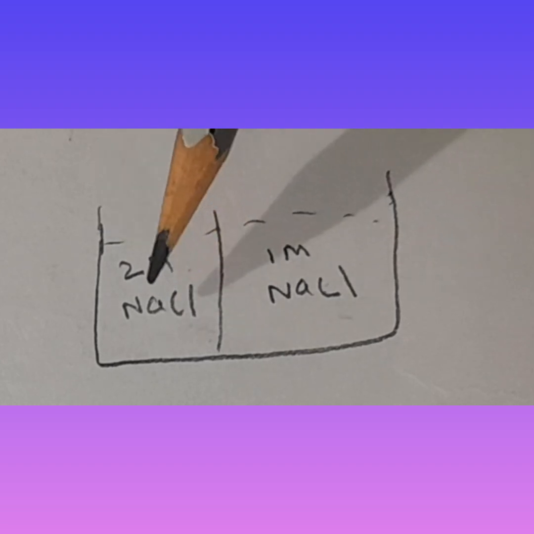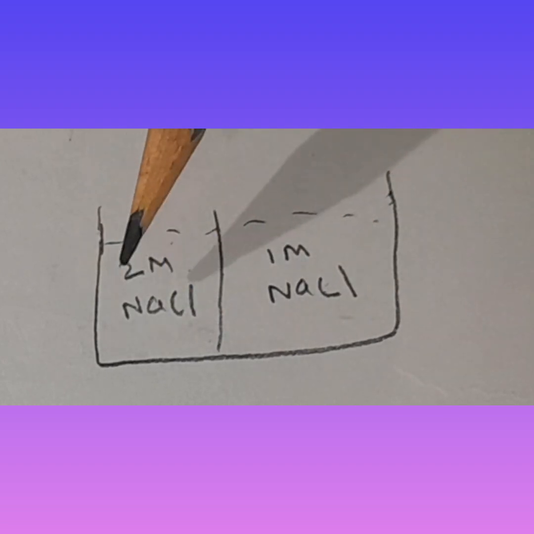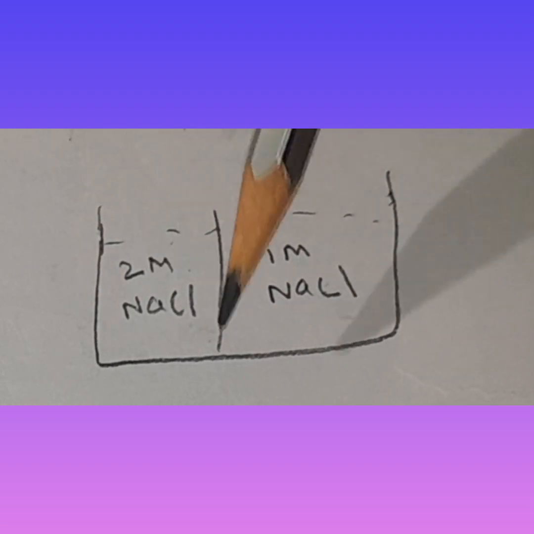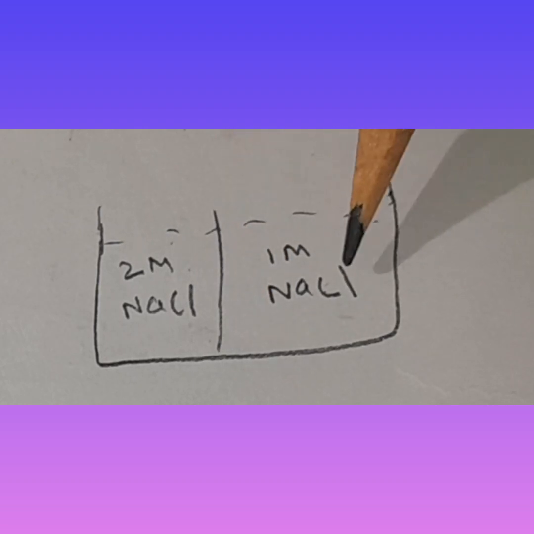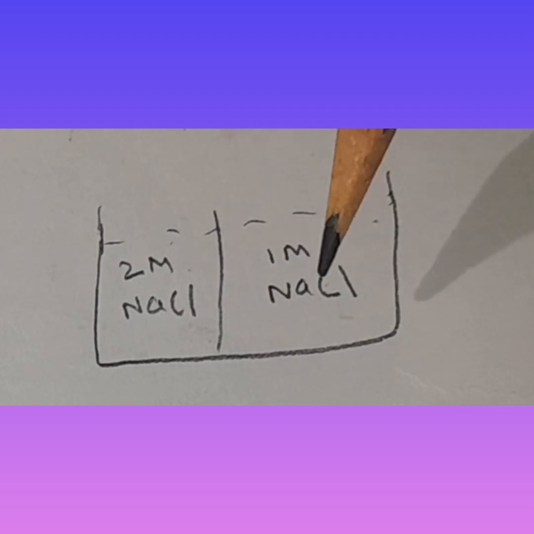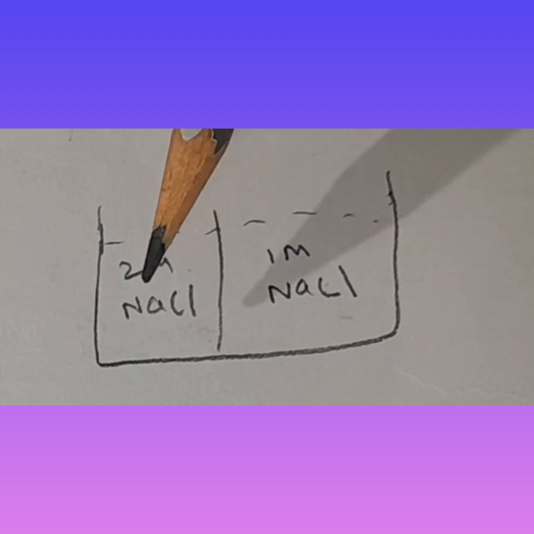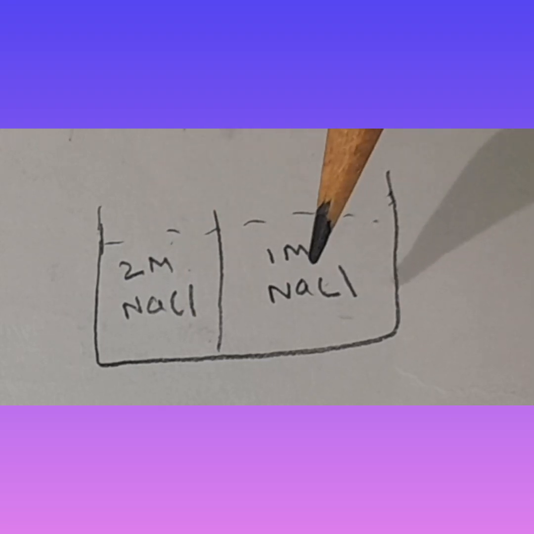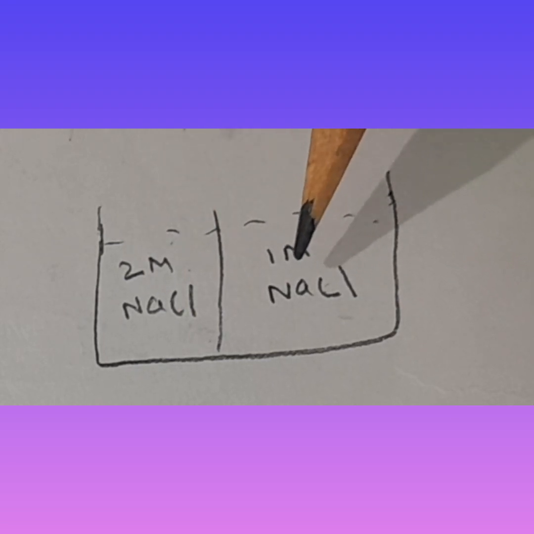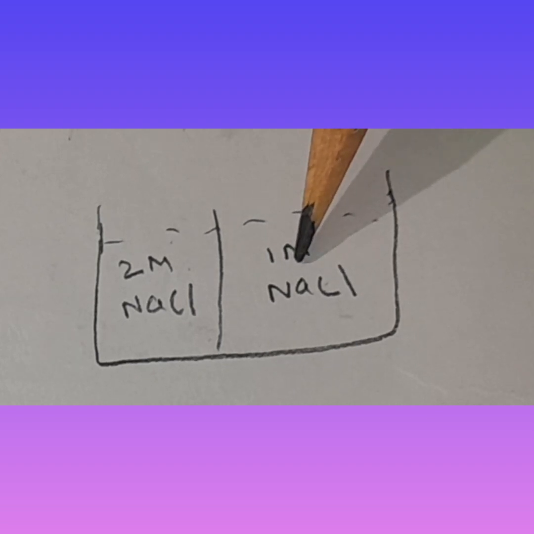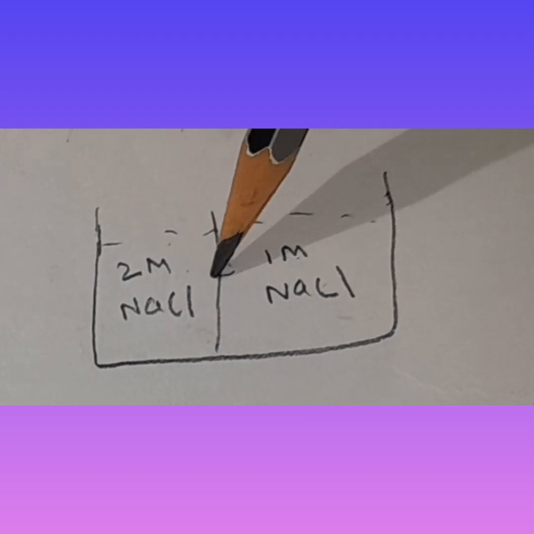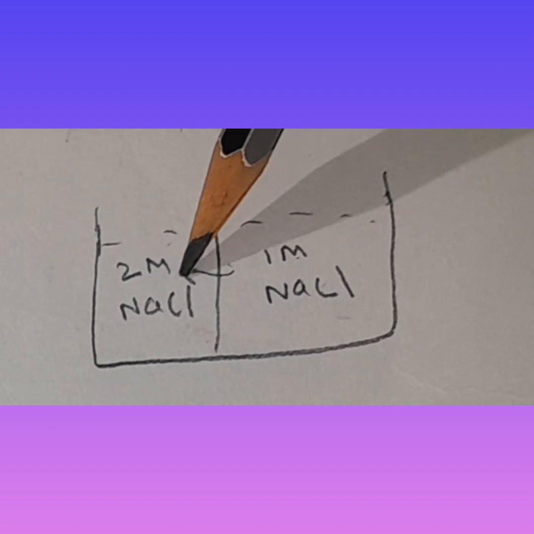Now suppose a tub is separated into two compartments by a semi-permeable membrane. In this compartment you have a 1 molar solution of sodium chloride, in this you have a 2 molar solution of sodium chloride. Obviously water in this compartment is more. Now since water in this compartment is more, water would flow from here to here. That is what osmosis is all about.